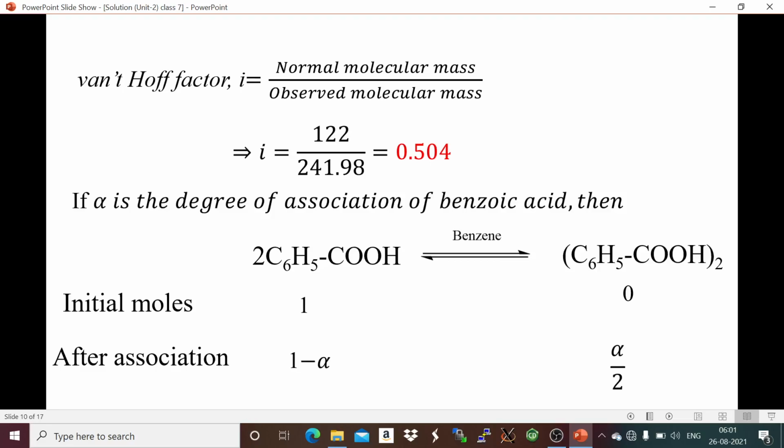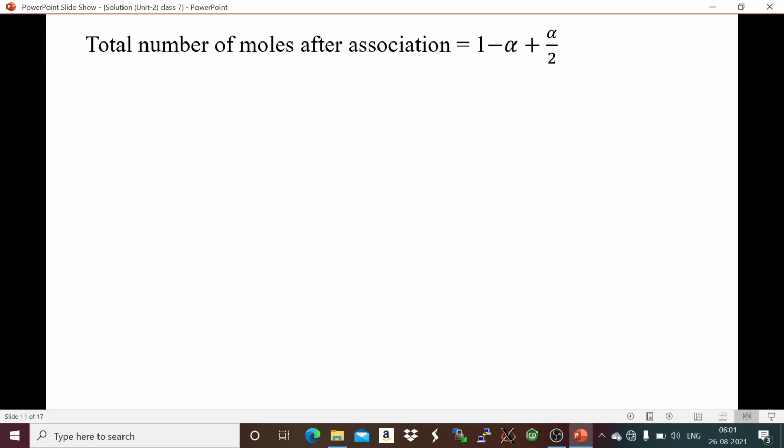From this we can calculate the i value again. So i value is the number of particles or number of moles after association or dissociation by total number of moles before association or dissociation. So total number of moles after association is 1 minus alpha plus alpha by 2. So it will be 1 minus alpha by 2.